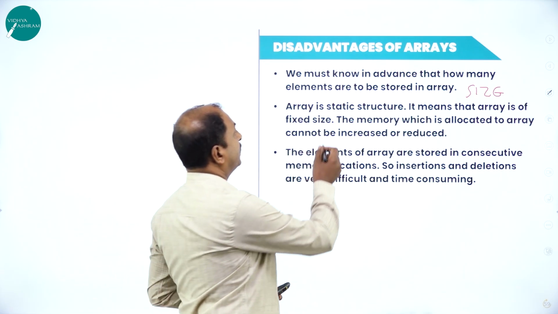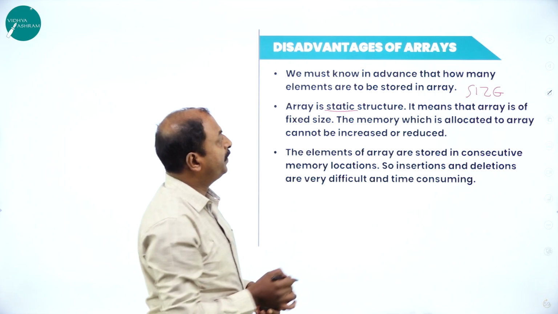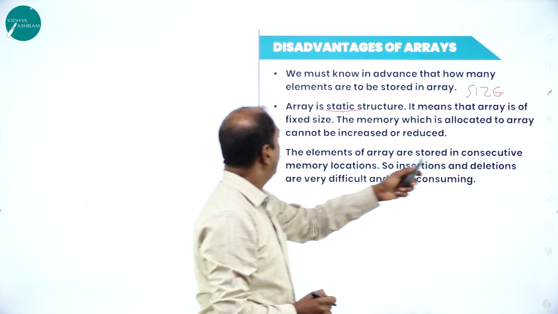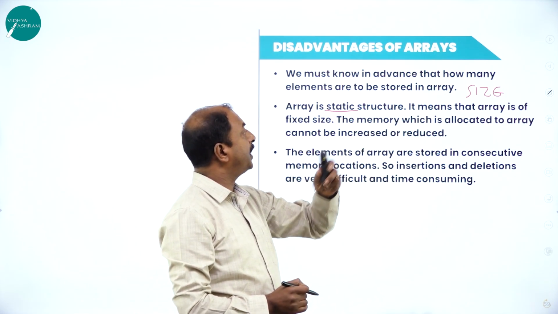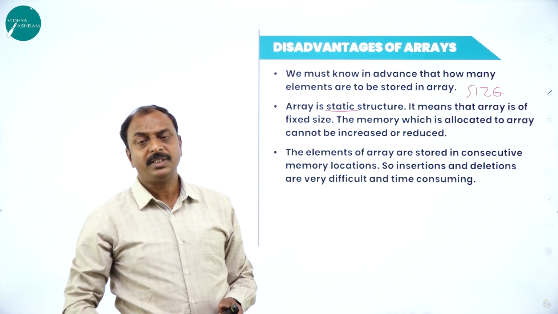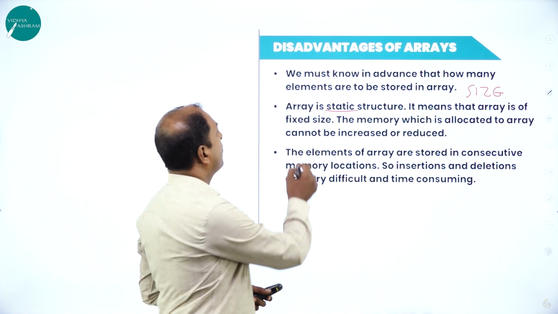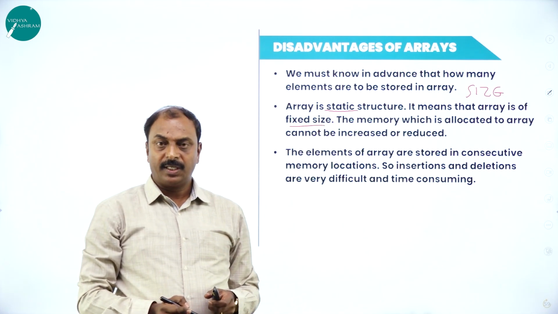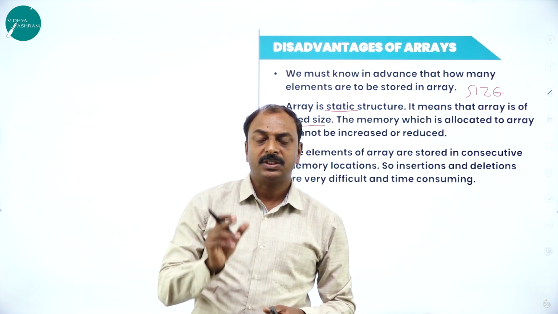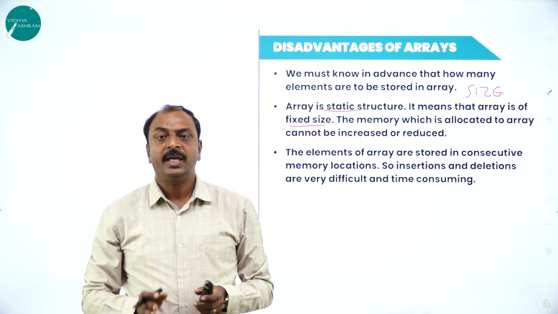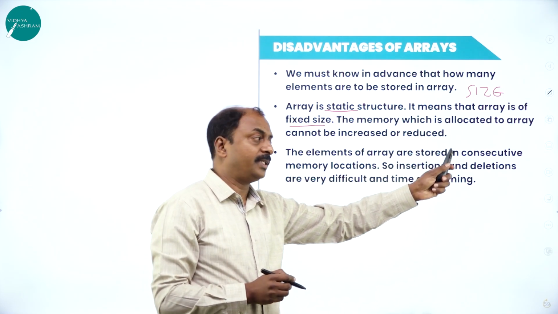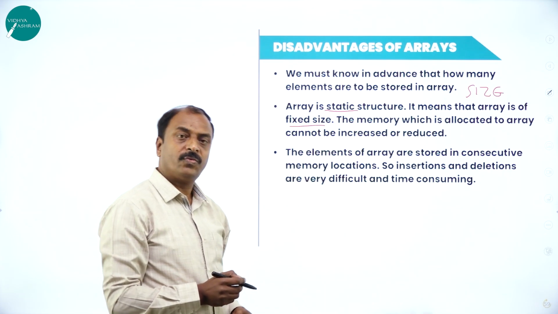Array is a static data structure, and it means that array is of fixed size. Memory which is allocated to an array cannot be increased or reduced. So array is a static structure. You know the meaning of what static means? It cannot be changed, it is fixed. So the meaning is, once the array size is declared in a program, the size of an array cannot be increased or decreased. So that is the drawback of an array.